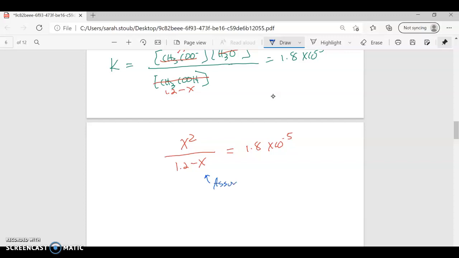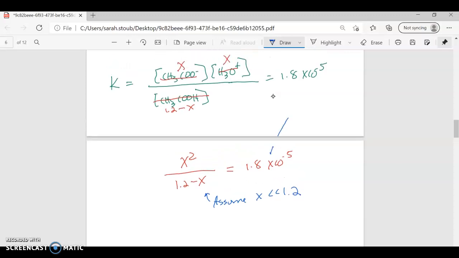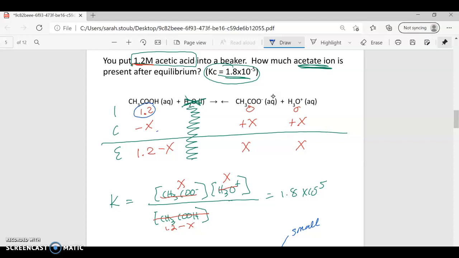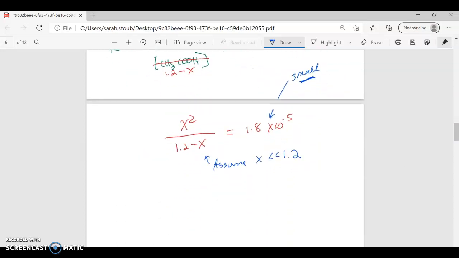We're going to assume that x is much, much smaller than 1.2. And if you think about it, we've got a K expression right here that's pretty small. So when we look at our ICE table, we're starting with 1.2, and some of it is moving to create products. But since the K expression is a small number, we can assume that this x value is pretty small. Compared to 1.2, sig fig wise, it's extremely small. So we're going to say it doesn't actually matter. So we'll say that 1.2 minus x is really just 1.2.